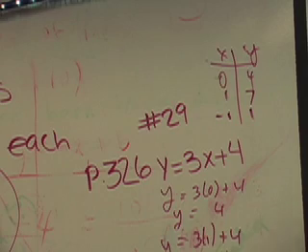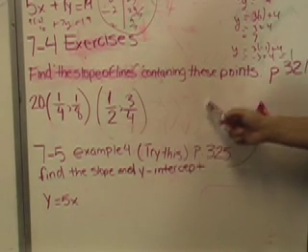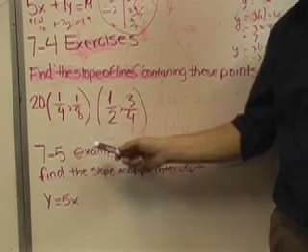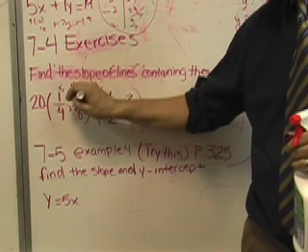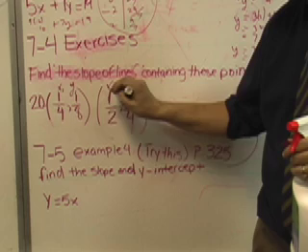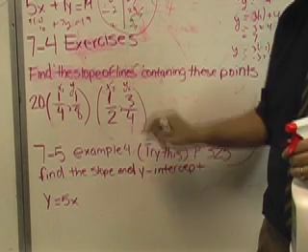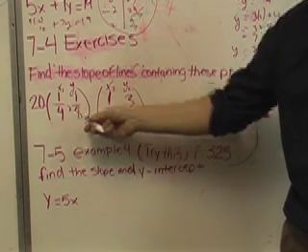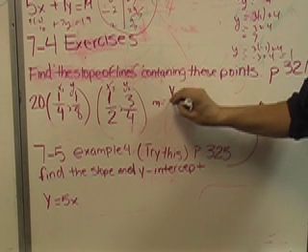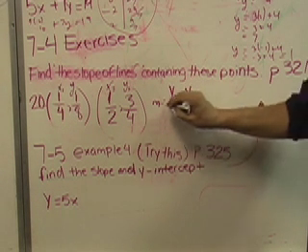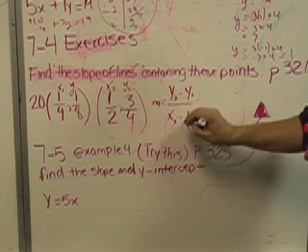So we're done. Find the slope of lines containing these points. You're given 1/4, 1/8, x1, y1. First of all, that's x1, y1. That's our first point, x1, y1. And our second point, x2, y2. How do we find the slope? We have a formula. M equals y2 minus y1 over x2 minus x1.